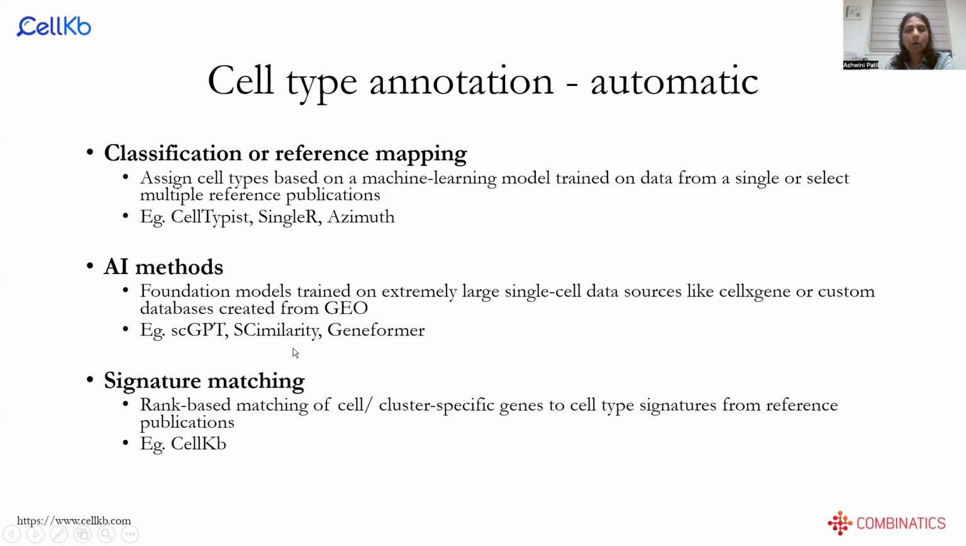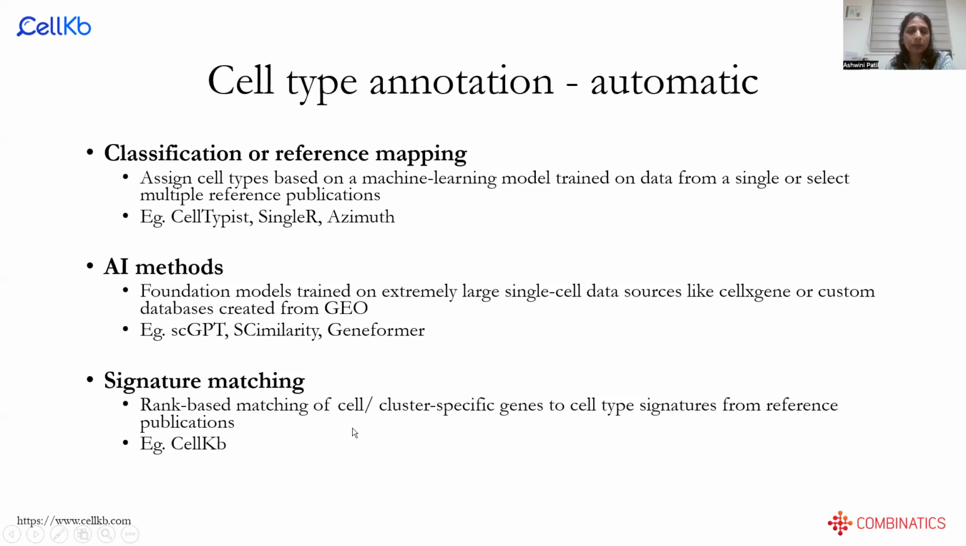These are also not as frequently updated because it takes a long time to actually train these models on the data. And the final method is the signature matching method. And this is a method which we use in CellKb.